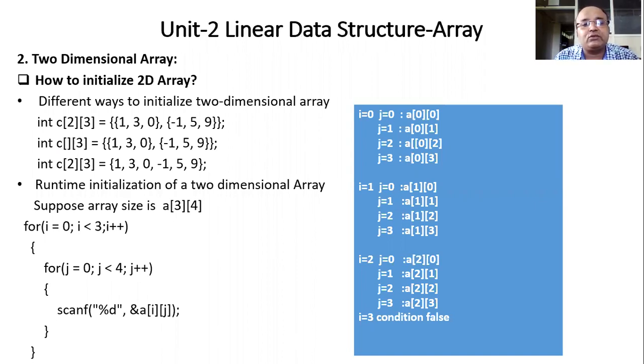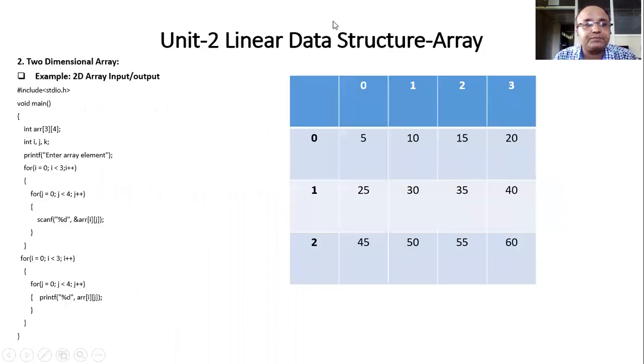Now when you are trying to take data in a two-dimensional array from the user side, we have to work with a nested for loop. I have already explained the working of a nested for loop in a previous video. You can understand through these examples. We have also discussed this simple two-dimensional array input output program: first we scan all the elements and then we display all the elements.